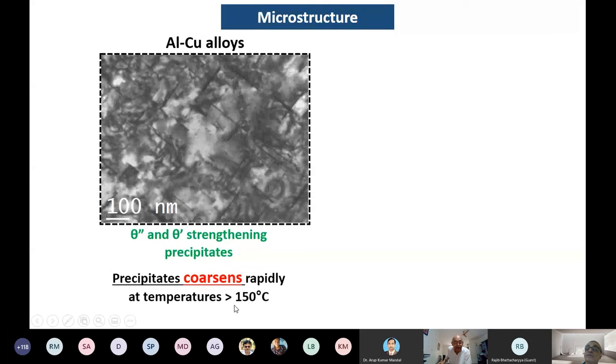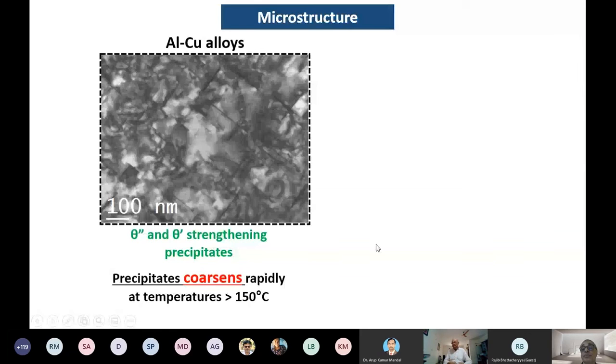So these are the plates that you can see in the aluminum matrix, and they are either theta or theta double prime. In these microstructures, you have both of them, and they strengthen, but you can use it only up to 150 degrees centigrade. Later, I'll show you how crazily they coarsen in later slides.